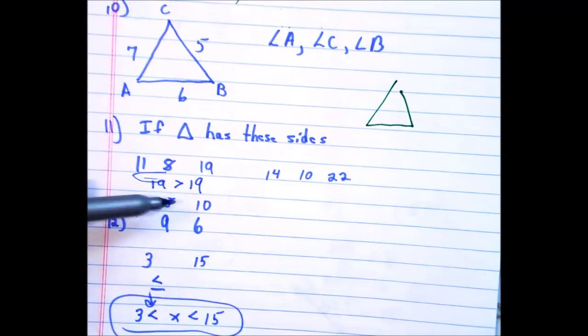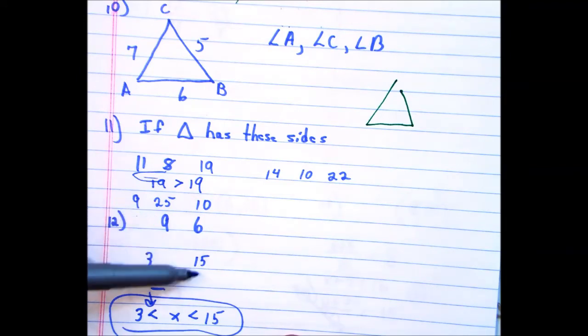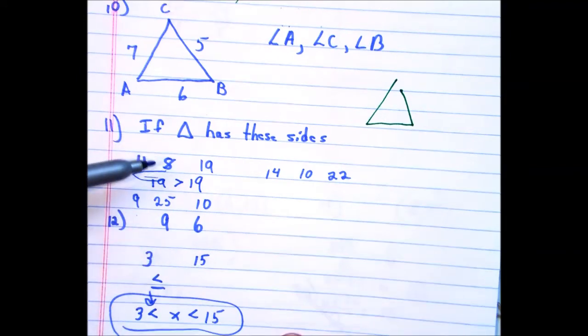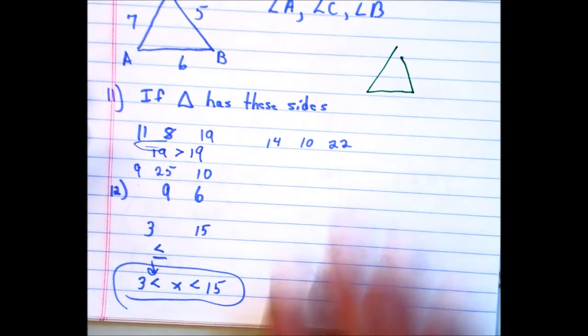Problem 12, if I give you two sides, you're supposed to add them and subtract them. So 15 and 3, which means you must be bigger than 3, but smaller than 15.